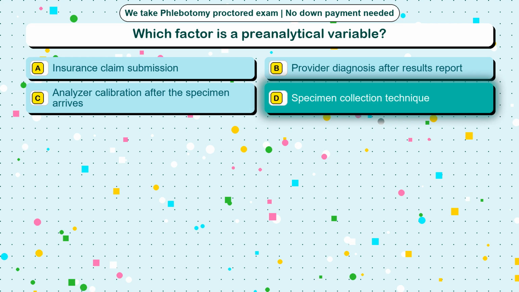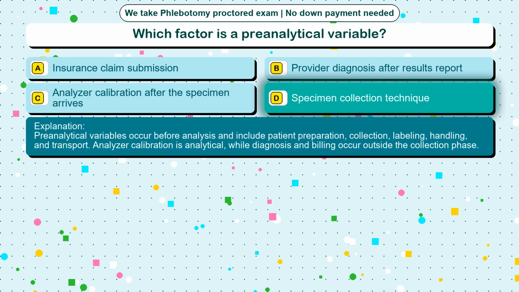The correct answer is option D, specimen collection technique. Pre-analytical variables occur before analysis and include patient preparation, collection, labeling, handling, and transport. Analyzer calibration is analytical, while diagnosis and billing occur outside the collection phase.